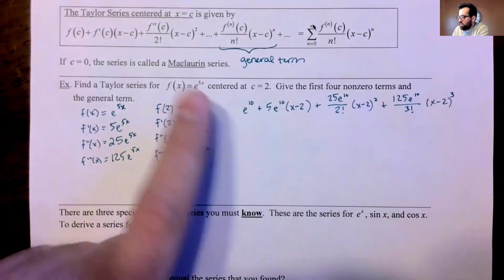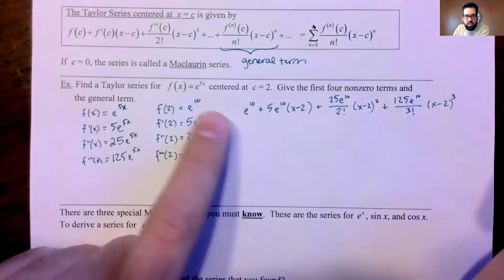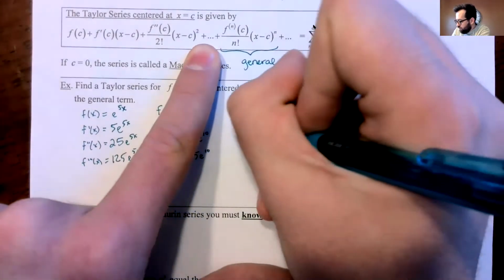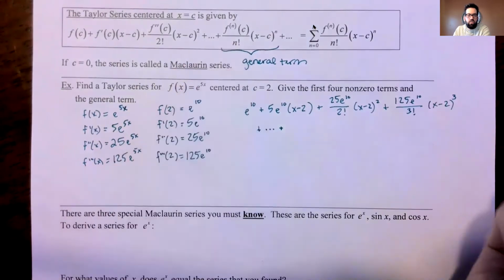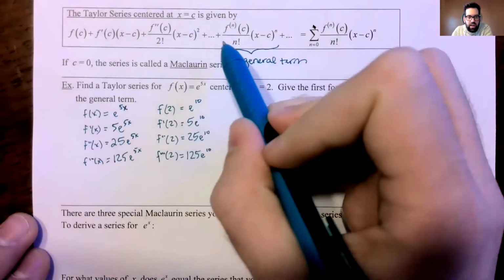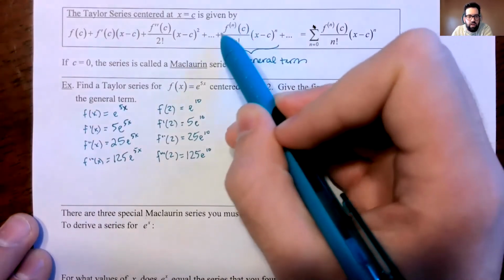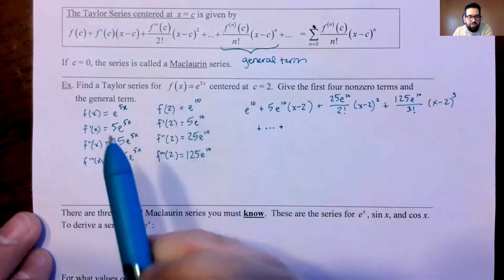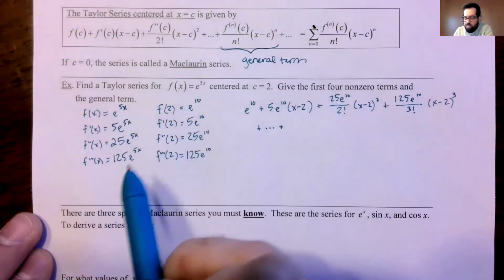And then, so we wrote the first 4 non-zero terms. Then we're going to give the general term. So just like in the formula, I'm going to write plus dot dot dot plus, and then I'm going to try to write the general term here. And instead of just writing f, the nth derivative of f at c, we're going to try to find a pattern in our derivatives. And you should be able to tell we're multiplying by 5 every time.